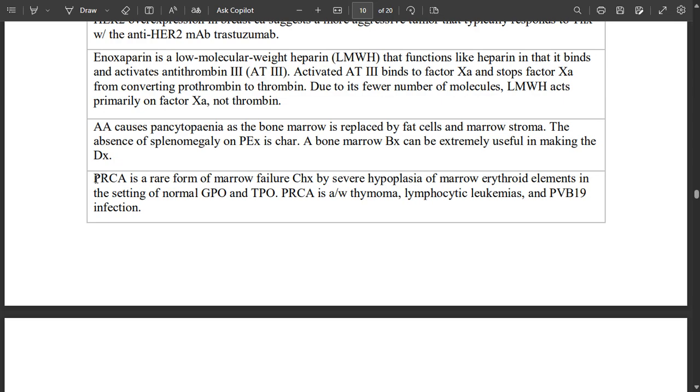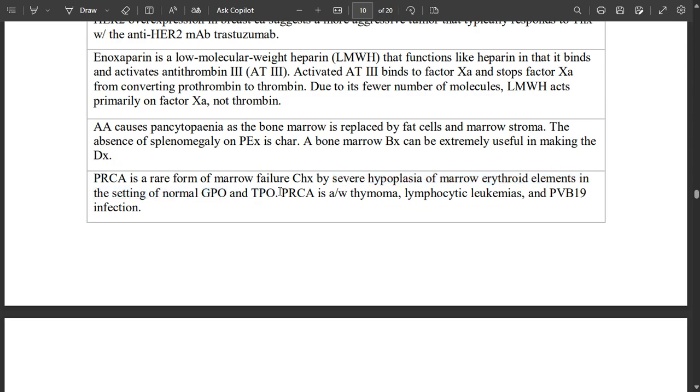What is PRCA? Pure red cell aplasia. So there is aplasia, right? A decrease in the number of only red cells is a form of marrow failure. So this is from the marrow. This is marrow failure with severe hypoplasia of marrow erythroid elements in the setting of normal GPO and TPO.